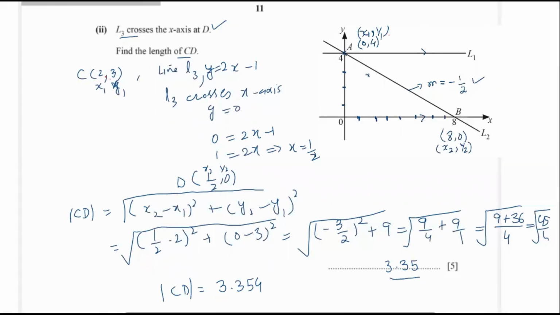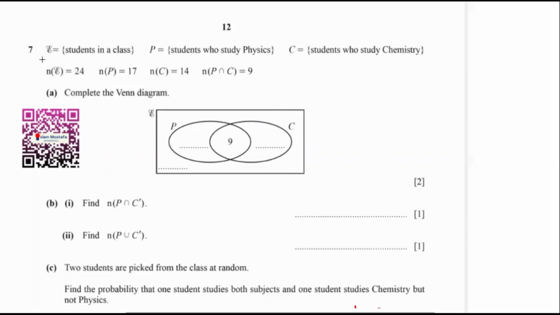3.35 is the answer, 3SF value is 3.35. Question 7. Set E, we can name it as universal set, is the students in class. P equals students who study physics, C equals students who study chemistry. N of universal set equals 24, N of P equals 17, N of C equals 14, and N of P intersection C equals 9. Now complete the Venn diagram.